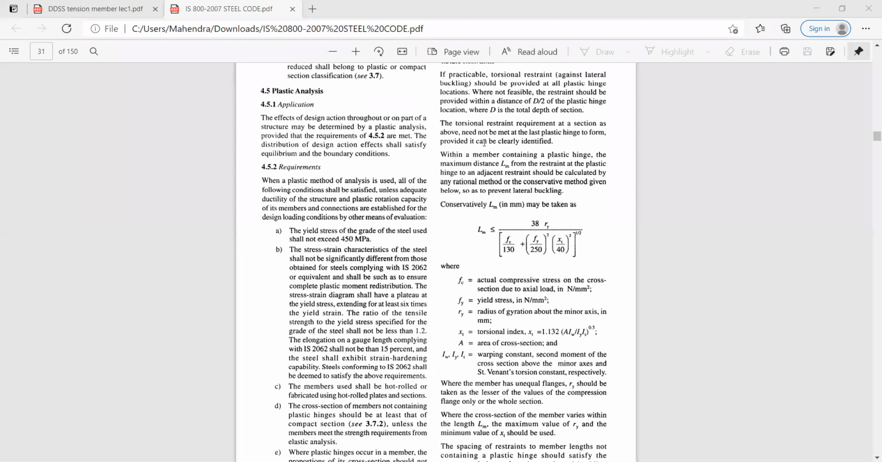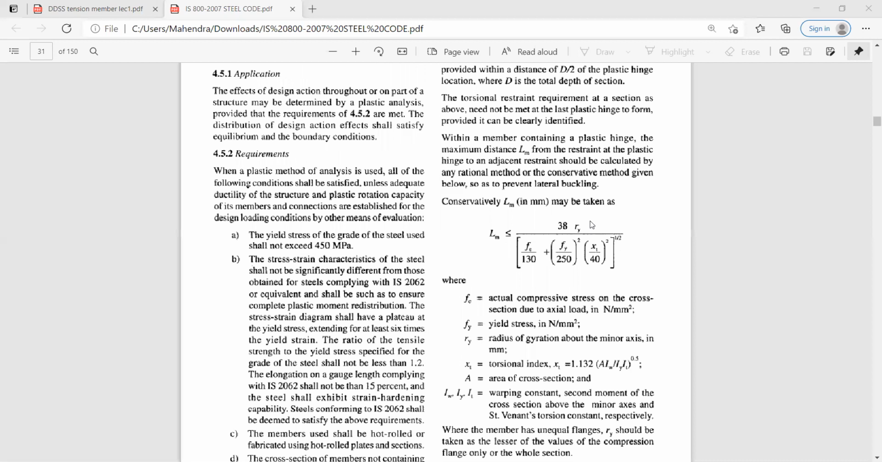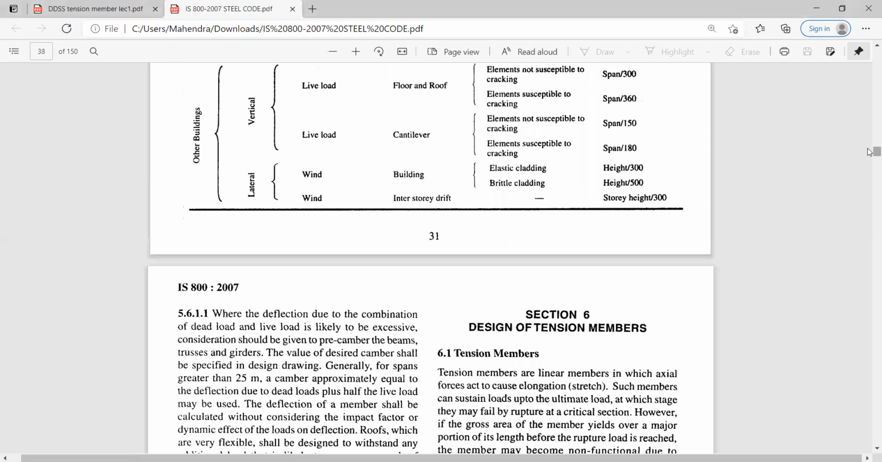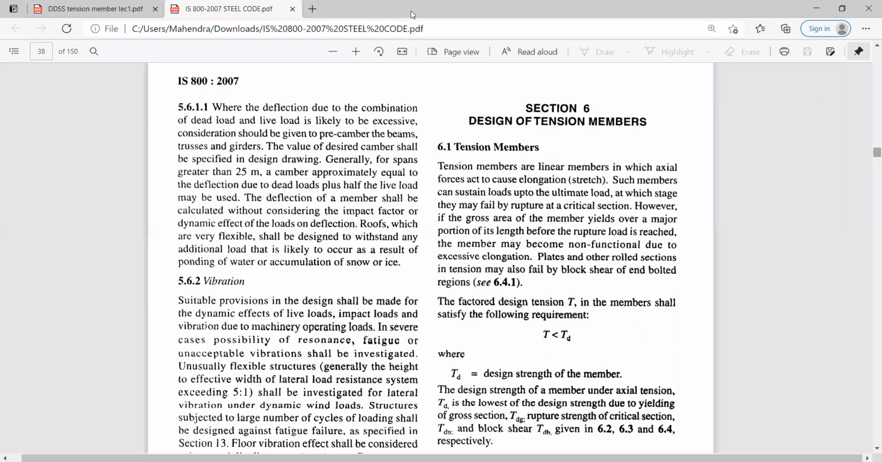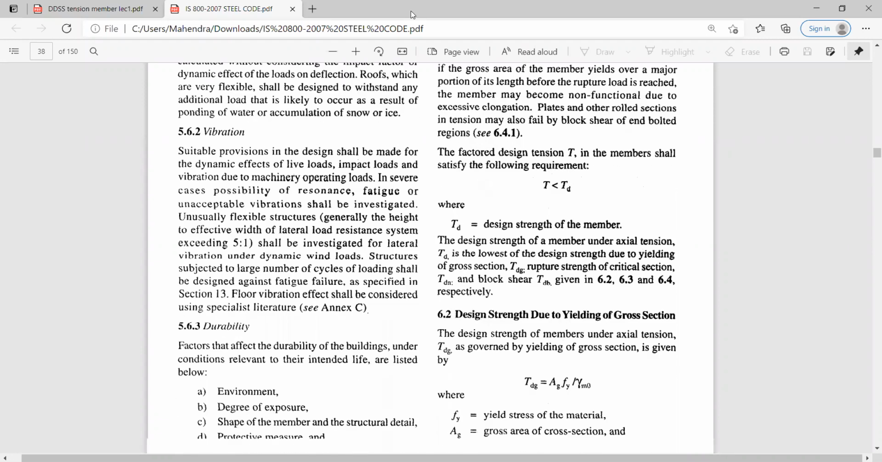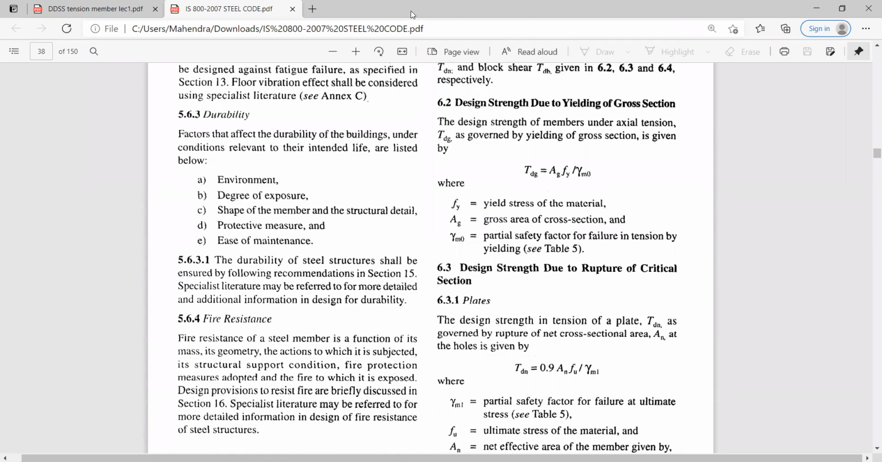So it's on page number 32 and 33 of your IS 800 2007. As you can see, in your IS code 800 2007, there is a separate section on design of tension member. First of all, you need to calculate the design strength due to yielding of the cross section.